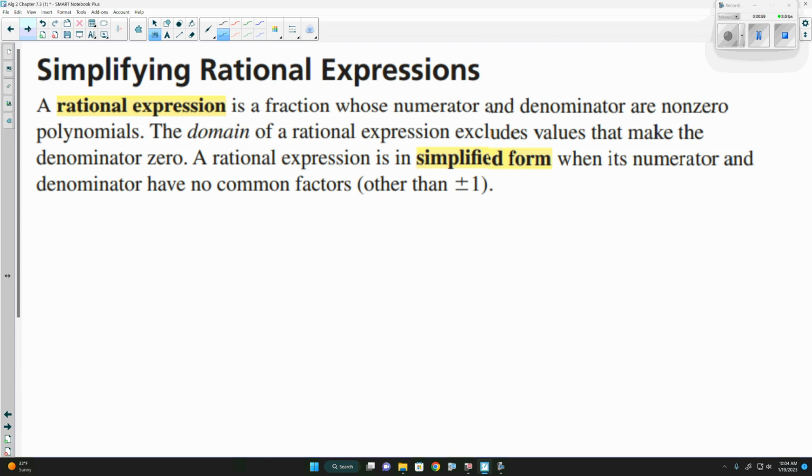But the domain of a rational expression excludes values that make the denominator be 0. We can't have the denominator of a rational expression be 0. We can't divide by 0. A rational expression is in simplest form when the numerator and denominator have no common factors other than positive or negative 1, because if they have a greatest common factor of 1, it doesn't really change it. So we need to remove anything that's in common on top and bottom that's other than 1 or negative 1.